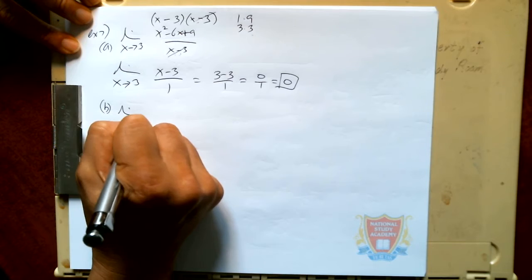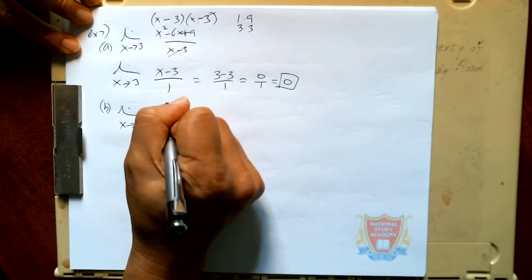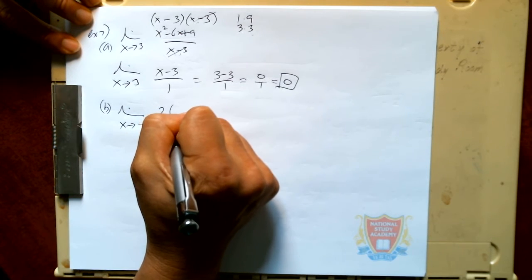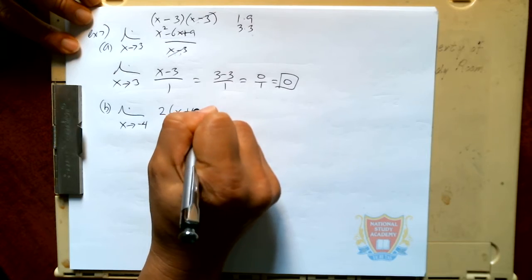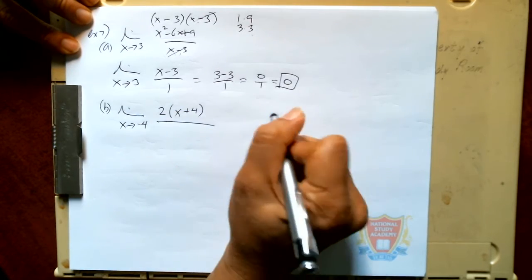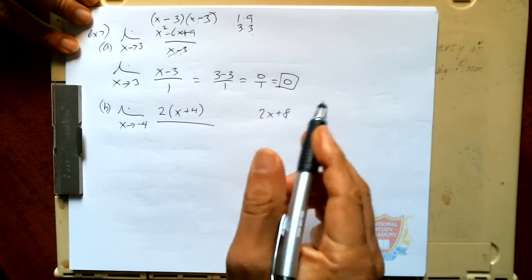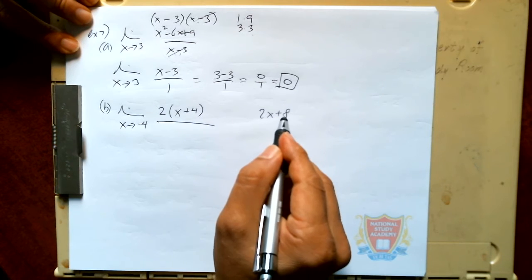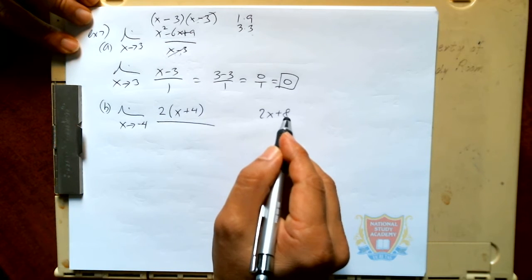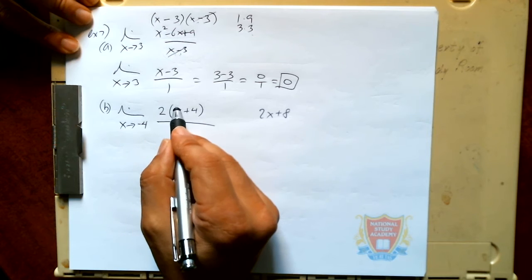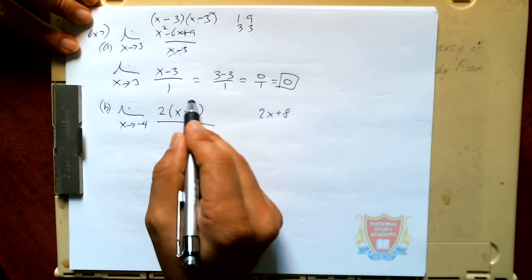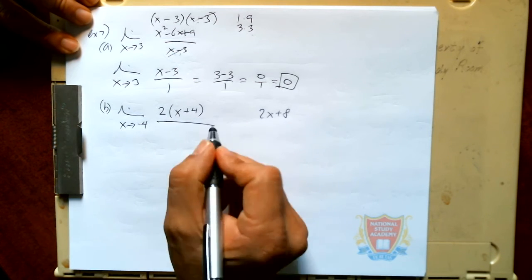Limit as x approaches negative 4 of, I'm just going to factor it out, 2 times (x plus 4). Do you see how I did that? 2x plus 8. I noticed that there's a binomial, two terms. The common factor is 2. And if you're not sure, just distribute this out. 2x plus 8. That kind of helps you.